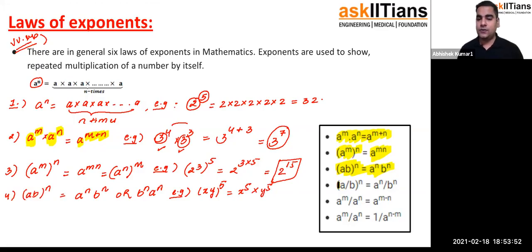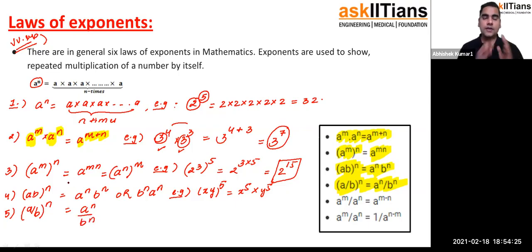What's the next one? Next one is the quotient rule. All right, this is again super easy. Fifth one, it says if you have two terms in division form, quotient form, in the base, and both are raised to the same power. For example, here, if you observe very carefully, you have a upon b that is raised to the power n. So what you can do here is write it as a raised to the power n upon b raised to the power n.